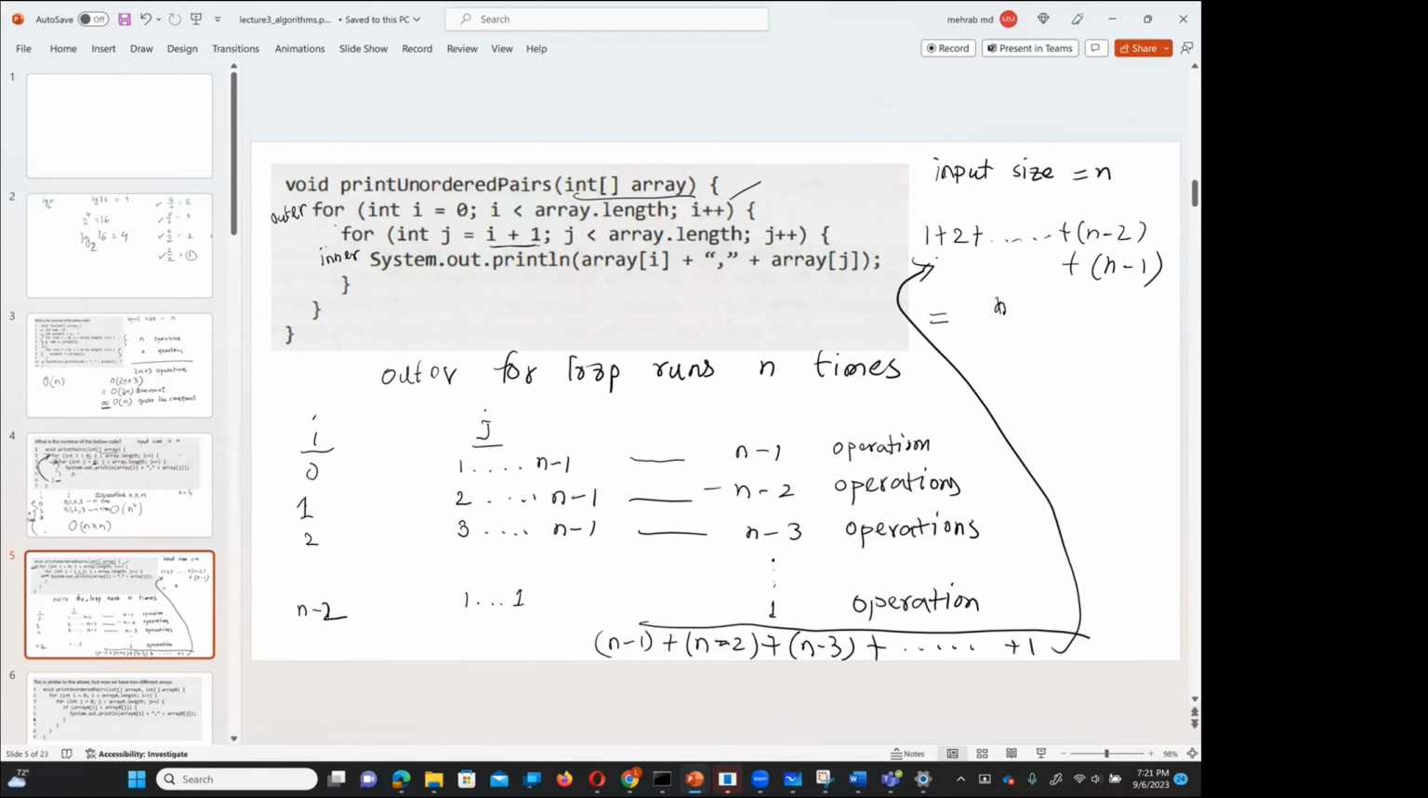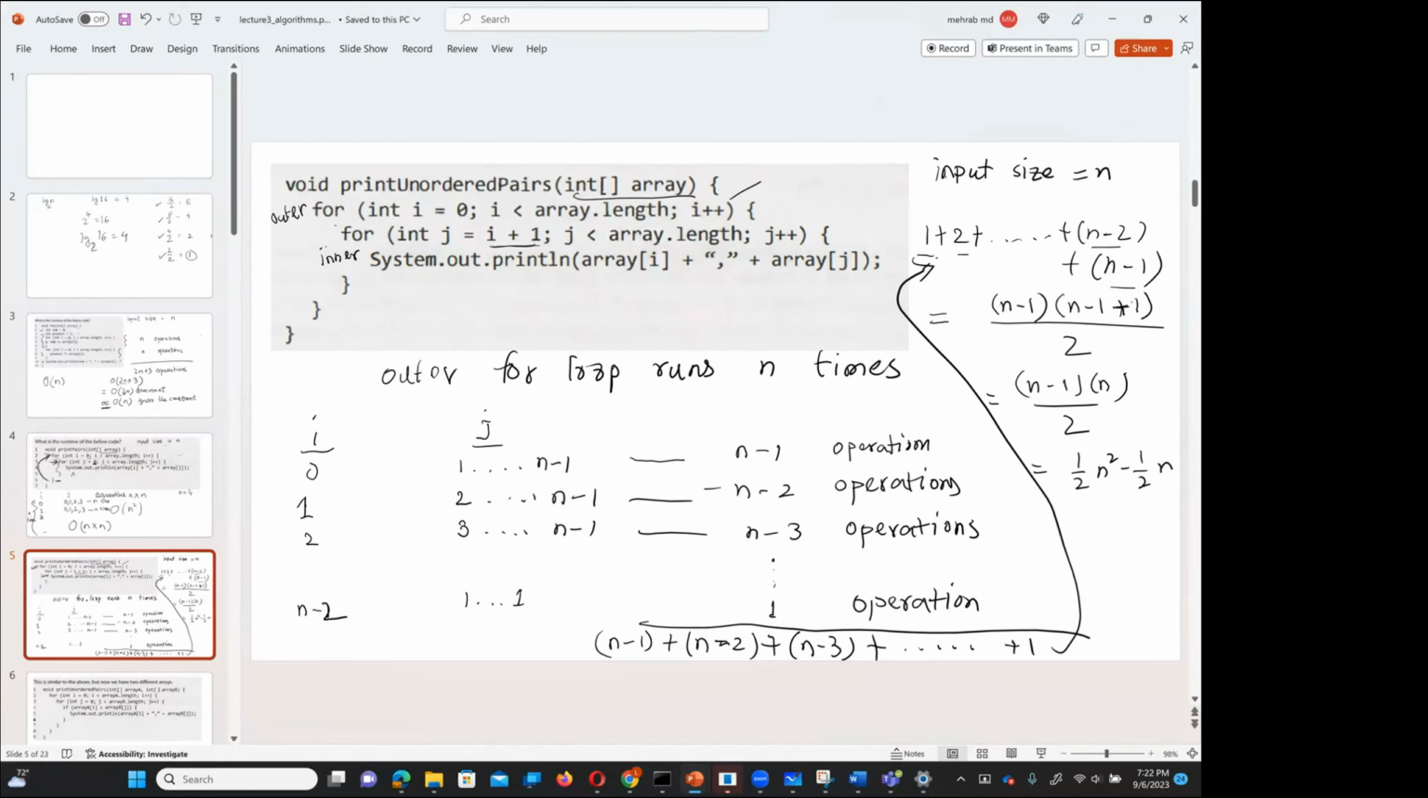So how many terms are here? There are n minus 1 terms. So that means it becomes n minus 1 into n minus 1 plus 1, over 2. Is it correct? So we can write it as n minus 1 into n over 2, so we can write it as half n square minus half n.